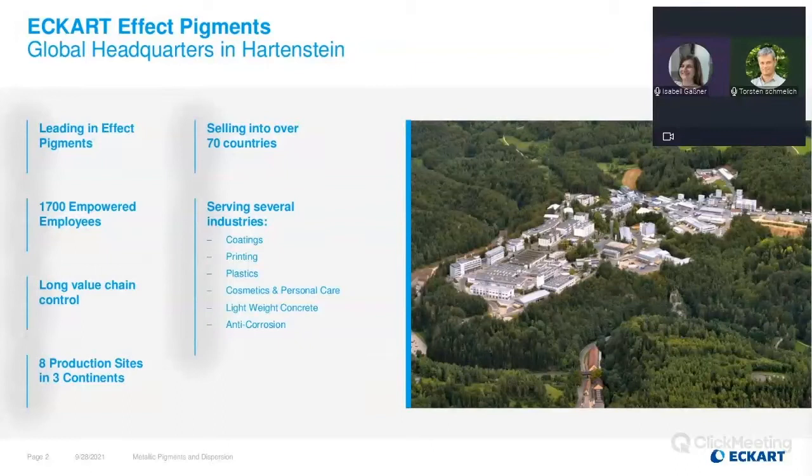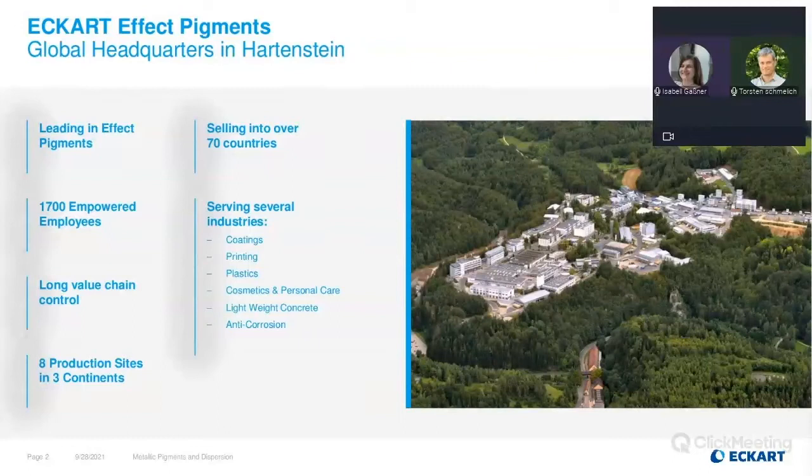We manufacture effect pigments for a broad field of industries. For example, automotive and industrial coatings, the plastics industry, as well as the cosmetic and personal care market. We produce aluminum grades for the construction industry and for the production of lightweight concrete. And we have a separate plant for zinc flakes as well, for functional applications like anti-corrosion protection.